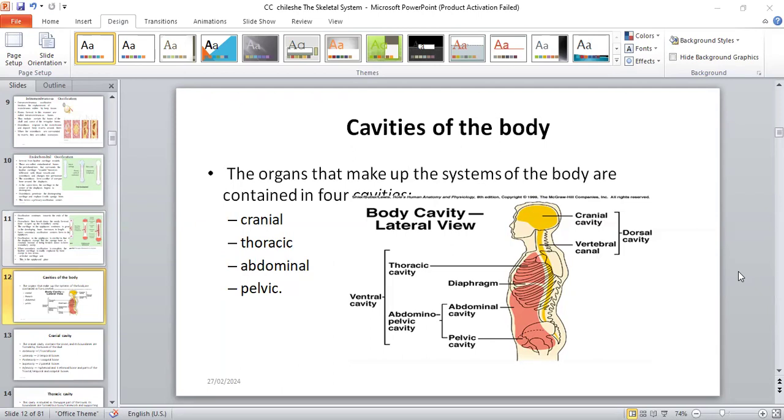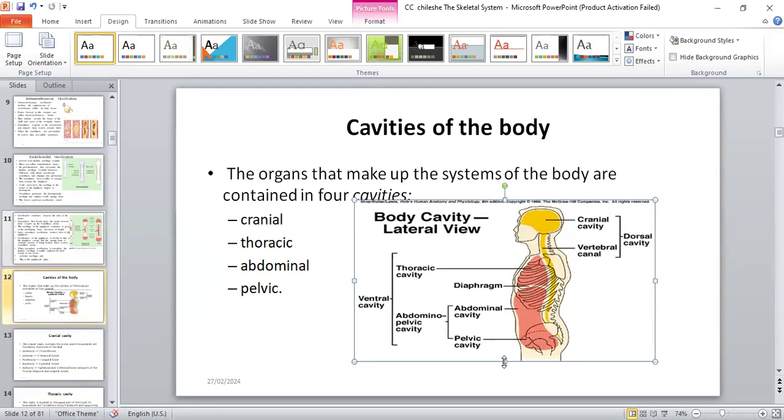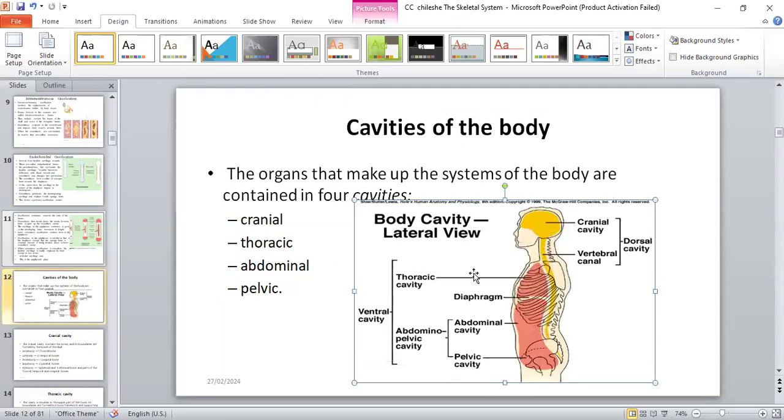Before we delve into the skeleton, let us look at the cavities that this skeleton makes up. These are known as cavities of the body. We have about 5 big cavities. There are smaller ones, but the organs that make up the systems of the body are contained in 4 major cavities.